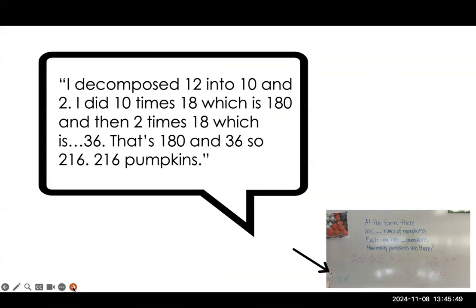He goes, well, I decomposed 12 into 10 and 2. I did 10 times 18, which is 180. And then I did 2 times 18, which is, then he had to think about that a little bit, 36. That's 180 and 36. So 216. He said, so there's 216 pumpkins. And so this is a student who has computational fluency. He's able to decompose. He's able to use known facts to figure out other facts.